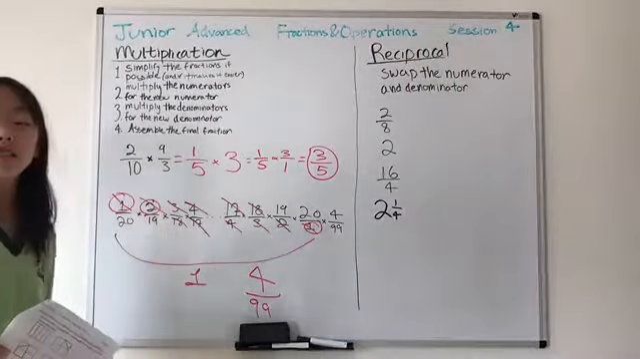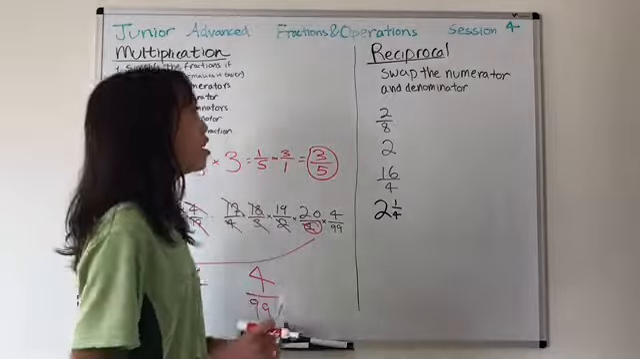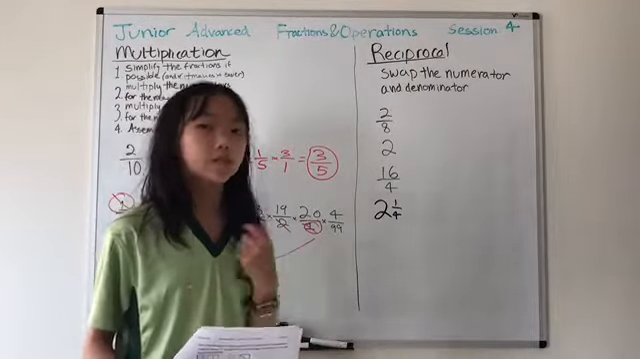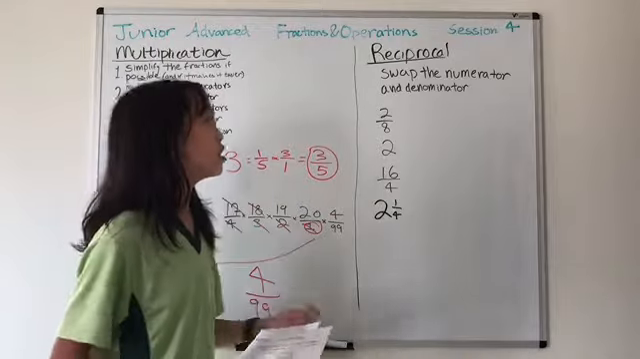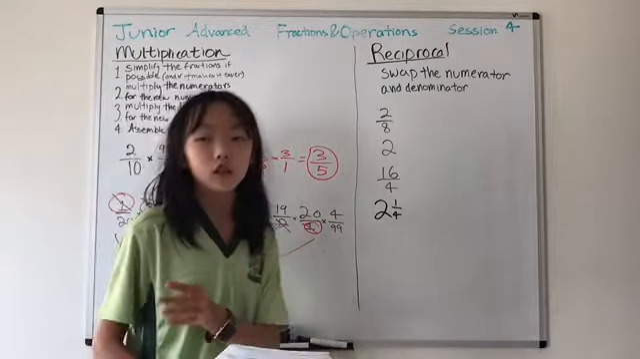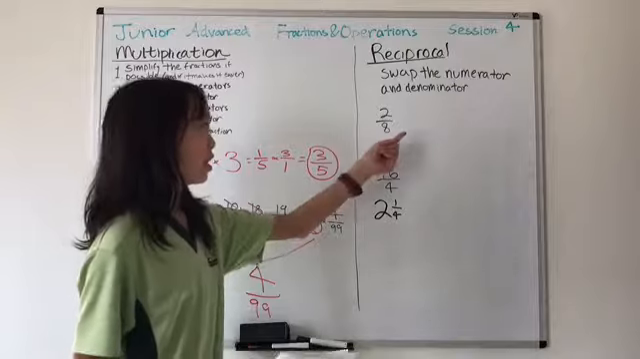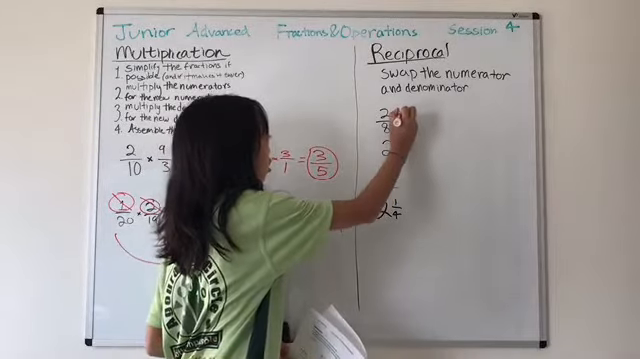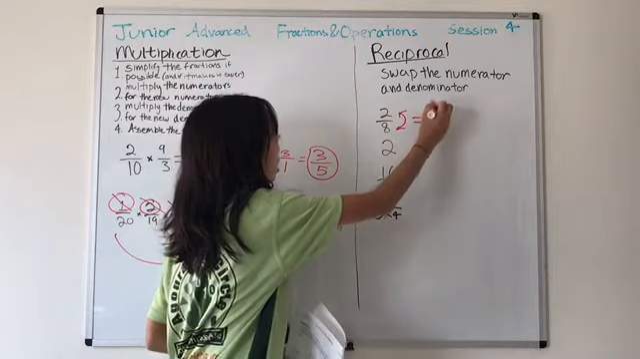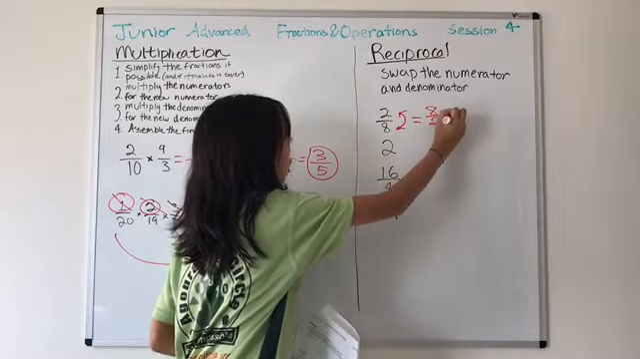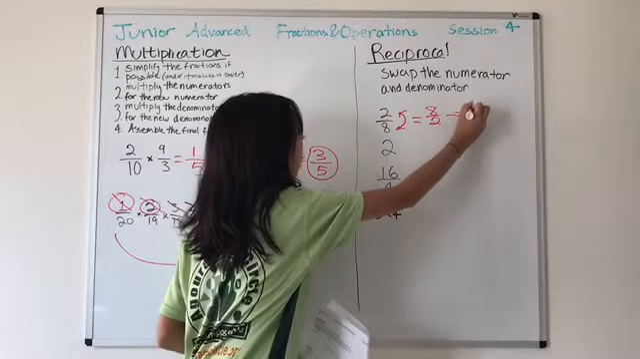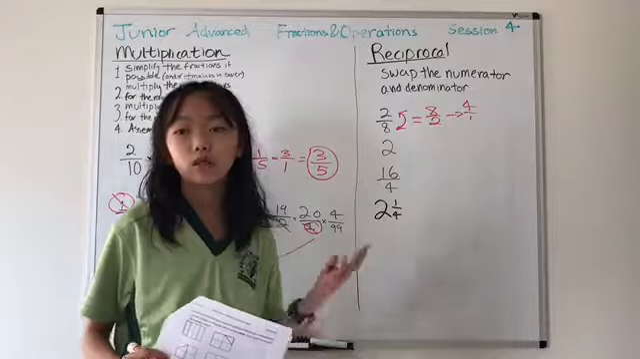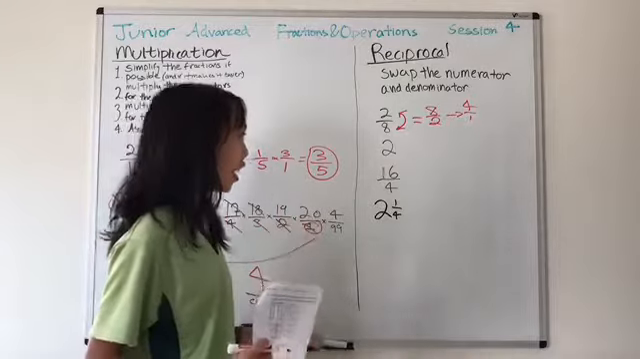So next, let's move on to the concept of a reciprocal. So to get a reciprocal of a fraction or a number is pretty easy. So all you have to do is just swap the numerator and the denominator. So first, let's look at this. So if we swap the numerator and the denominator, then we get 8 over 2, which can be simplified to 4 over 1, or 4. And that would be our reciprocal of 2 over 8.